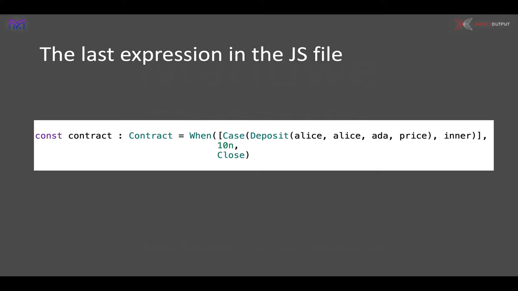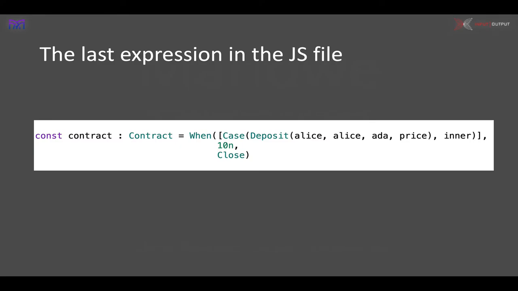It's a contract which is a when. It's waiting for a deposit from Alice into her own account of price worth of Ada. And then it carries on as a contract called inner. And what you see here, Alice and Ada and price, are in fact all definitions in JavaScript. It's got a timeout also of slot time 10, and if the deposit isn't made, the whole contract closes. So that's the thing that comes at the end of the JavaScript file.